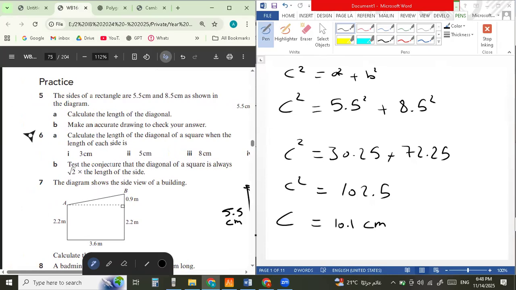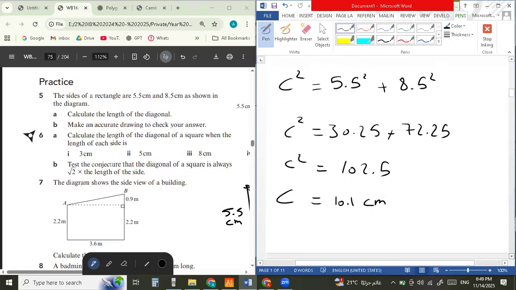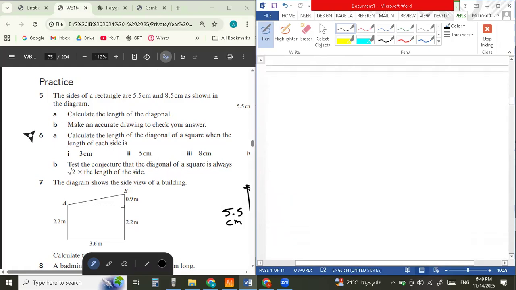Question 6. Calculate the length of the diagonal of a square when the length of each side is 3 centimeters. Mister, a square? Okay, no problem. That's very easy because I know that the square has all the sides equal. So if I draw a square over here, and I say this is a 3 centimeter side, and this is also 3, what is the length of the diagonal?